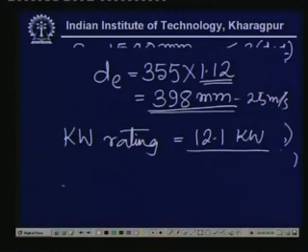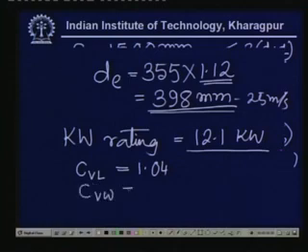Then depending upon the length, the length correction factor CVL, I think this is the one we have given, comes out to be 1.04. That means we have used a belt which is a little larger than the optimum one. And for the angle of wrap, this factor comes out to be 0.98 for a C section belt. So looking at these two values, what do we understand?